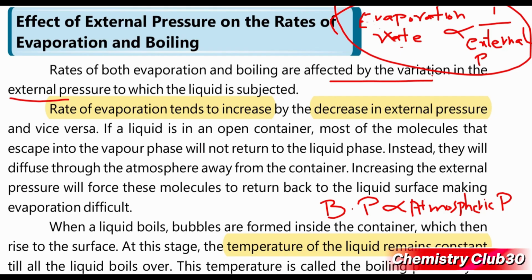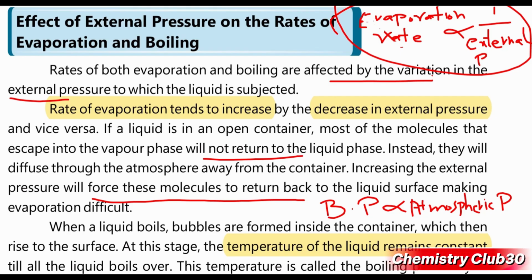For example, if liquid is in an open container, most of the molecules that escape in the vapor phase will not return onto the liquid phase. Instead, they will diffuse through the atmosphere away from the container. If we increase the external pressure, then it will force these molecules to return back to the liquid surface, making the evaporation difficult. So, you must remember that rate of evaporation is inversely proportional to the external pressure.